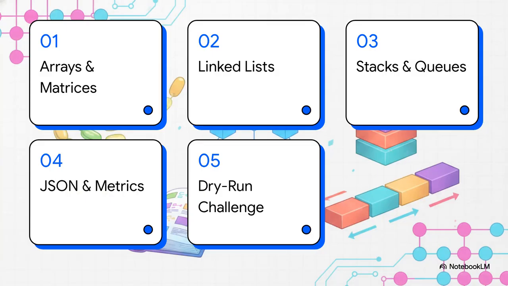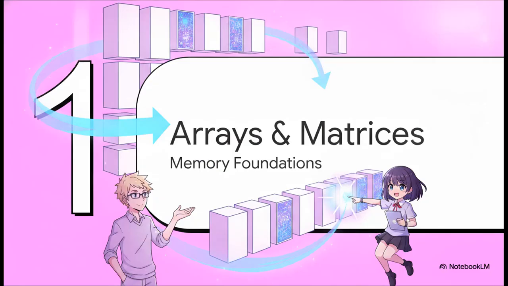We've got a fantastic roadmap for today. We're going to cover arrays and matrices, linked lists, stacks and queues, JSON and parsing metrics, and then we'll put it all together with a dry run challenge. Starting right off with Section 1, Arrays and Memory Matrices.